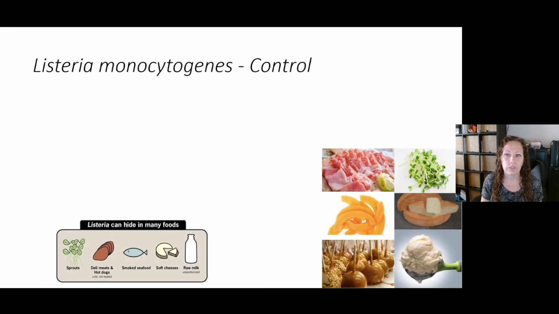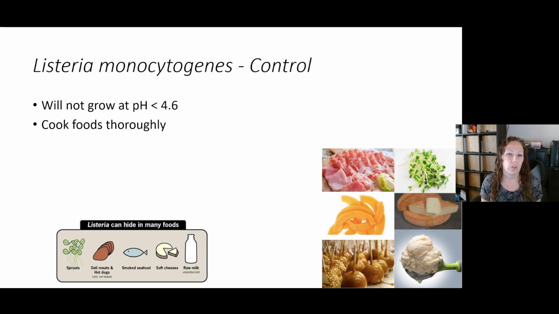So control of Listeria monocytogenes: it does not grow at pH 4.6. So if you have a ready-to-eat food that has a lower pH, you're pretty safe. It does die if you cook the food thoroughly. So that is why one of the recommendations for pregnant women that has been around for a long time is that if they are eating lunch meat or hot dogs, they reheat those before they're cooked.